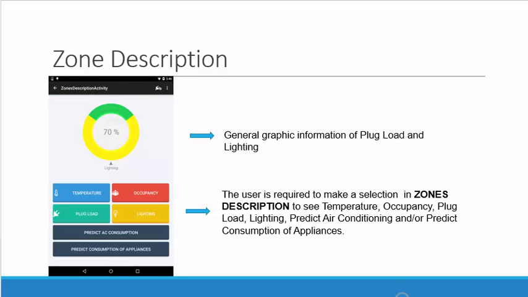Once the user selects a zone, the user can see the zone description, which shows information of plug load and lighting. The user can also see the temperature, the occupancy, the plug load, the lighting data, and select to predict air conditioning or predict consumption of appliances.